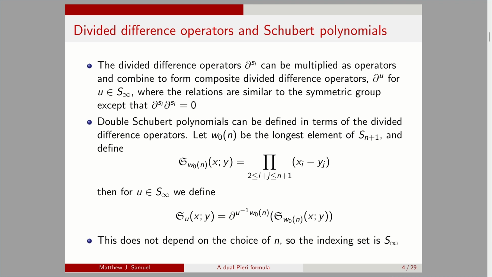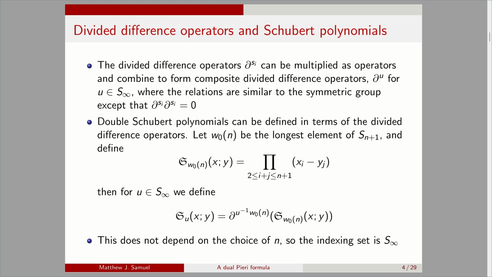So we can multiply the divided difference operators together, and these combine to form composite divided difference operators partial_u for u in S_infinity. And these relations are similar to the symmetric group, the relations on products of divided difference operators, except that the divided difference operators, at least corresponding to the adjacent transpositions, square to 0. Double Schubert polynomials can be defined in terms of these composite divided difference operators and a top double Schubert polynomial.